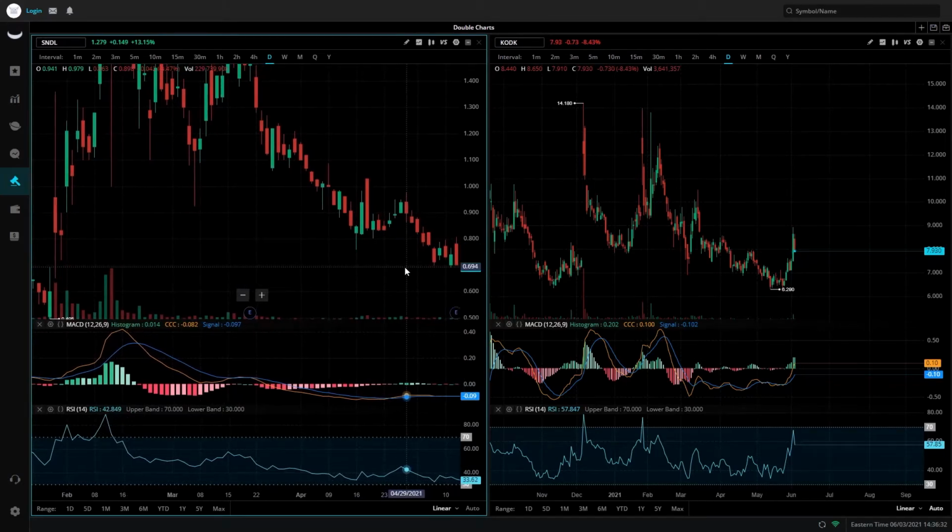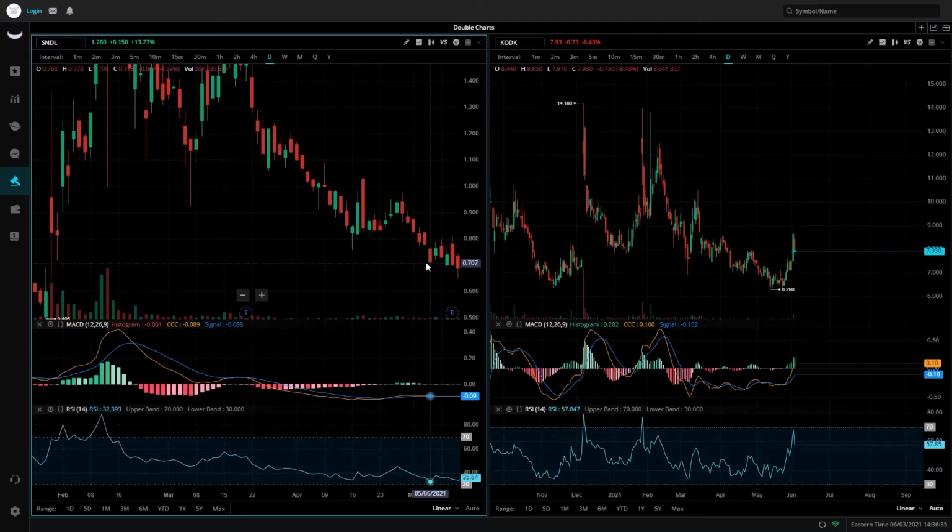So we were about right here. Okay, so now it came back down even lower. All right, but this time with higher levels of strength. So this is telling you that it can reverse to the upside.